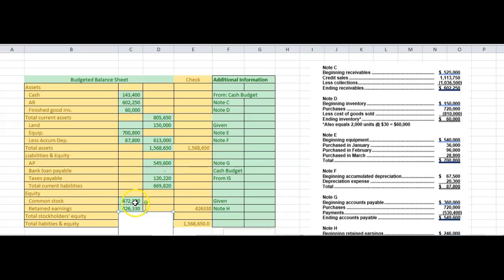Your common stock was $477, I think. I gave that to you. This you figured out in the retained earnings. And that gives you total stockholders' equity, if you add those two together, of $898,830. And if you add that to your total liabilities, you come up with $1,568,650 for your budget. And that's how you project budgeted financial statements, which you could take to the bank then.